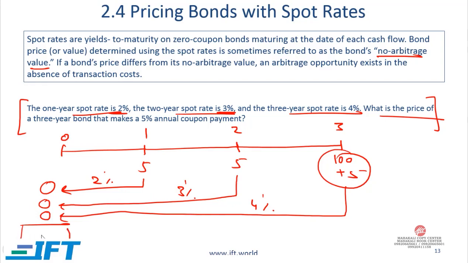The answer that we get is the no arbitrage value. And if we actually do the calculations, what we get is 102.960.